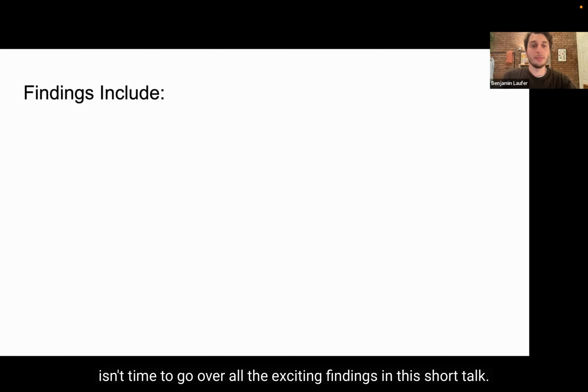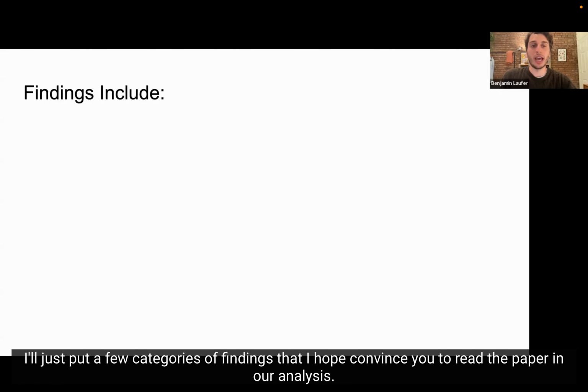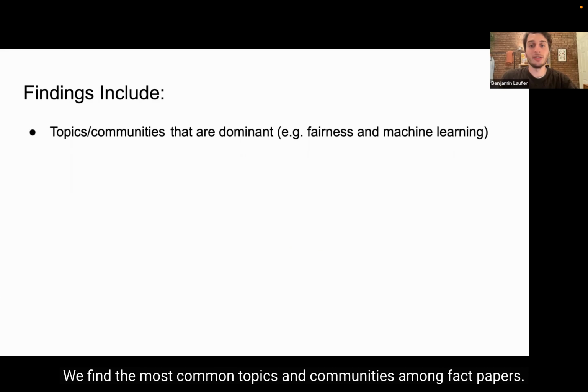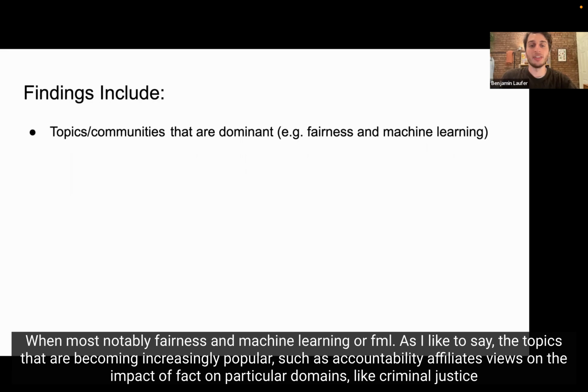Now, while there isn't time to go over all the exciting findings in this short talk, I'll just put up a few categories of findings that I hope convince you to read the paper. In our analysis, we find the most common topics and communities among FACT papers, most notably fairness and machine learning, or FML, as I like to say.